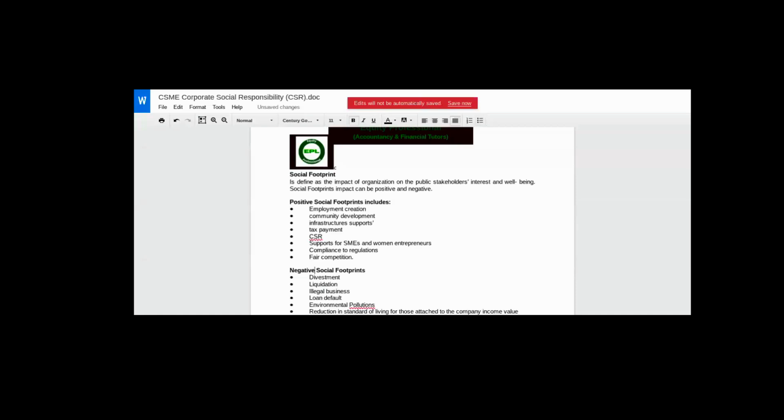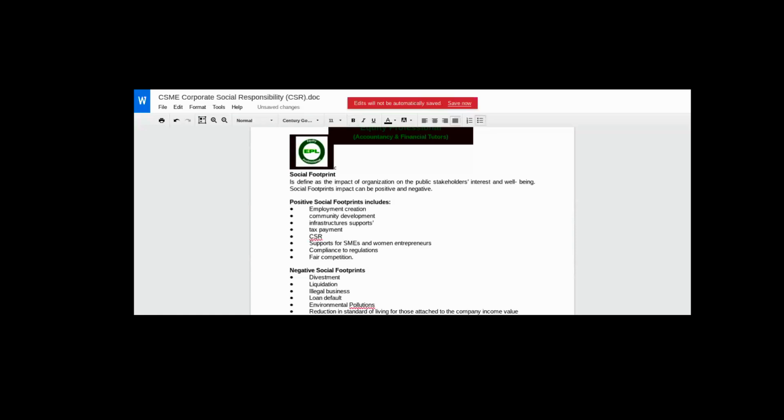But on the other hand, the negative social footprints are not good and we should not encourage them. They even cause reputational risks for the company. It damages the reputation of the company. It affects the performance of the company. Some of the negative social footprints are divestment of investments, liquidation, engaging in illegal business, and loan defaults. That one can cause reputational damage.